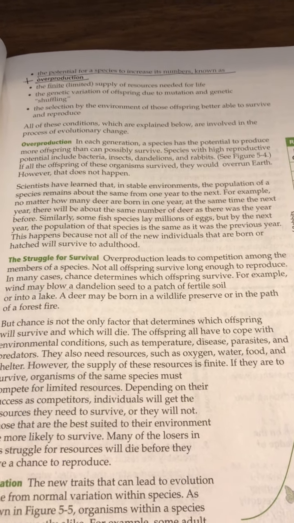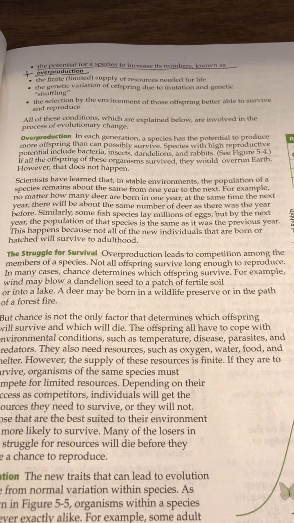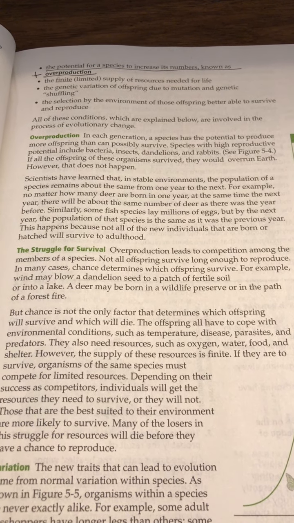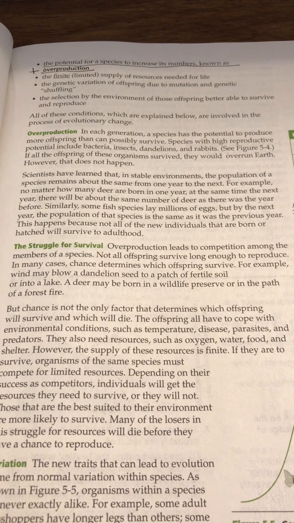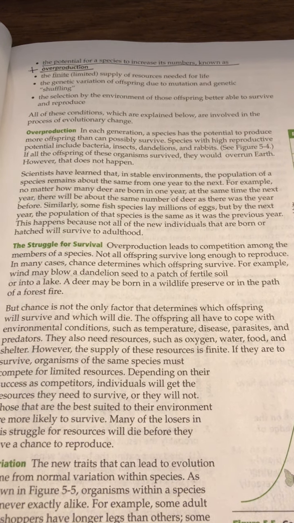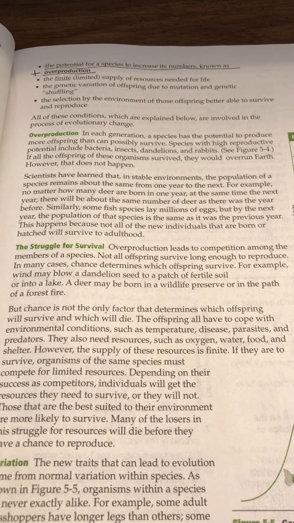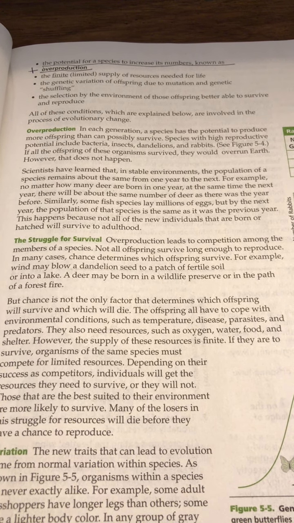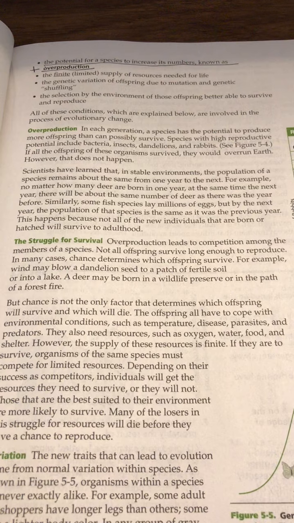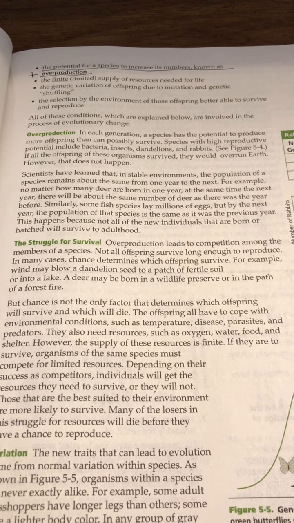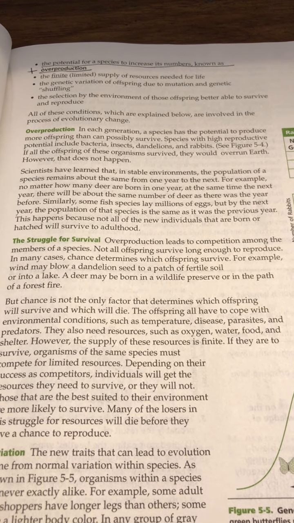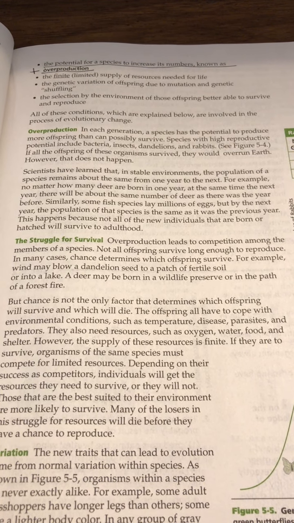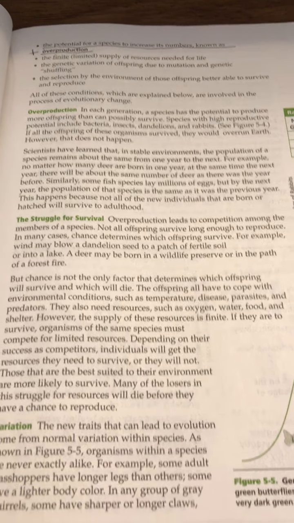Scientists have learned that in stable environments, the population of a species remains about the same from one year to the next. For example, no matter how many deer are born in one year, at the same time the next year, there will be about the same number of deer as there was the year before. Similarly, some fish species lay millions of eggs, but by the next year, the population of the species is the same as it was in previous years. This happens because not all new individuals that are born or hatched will survive to adulthood.